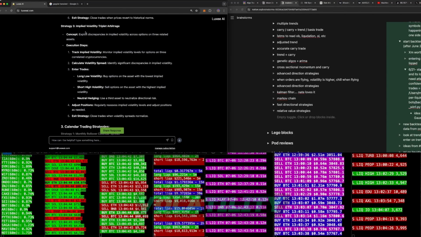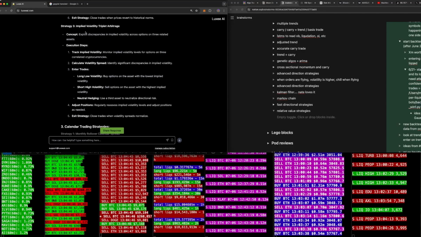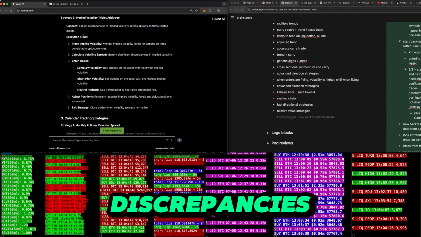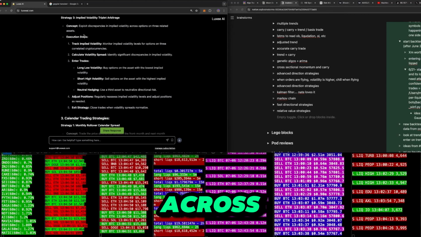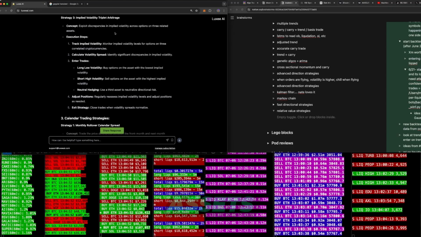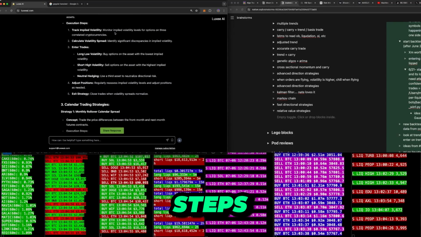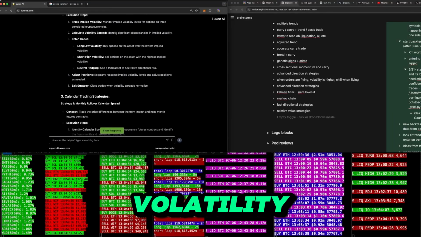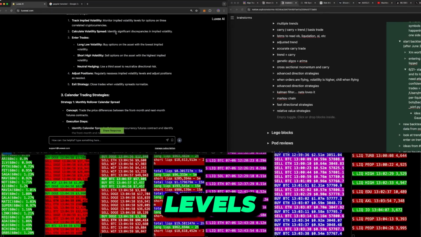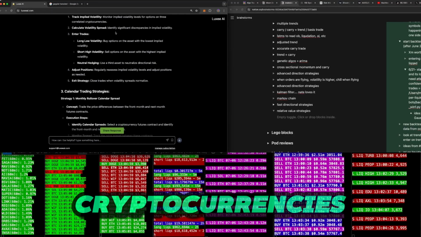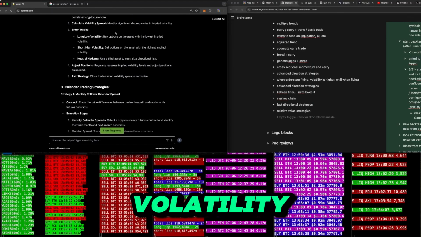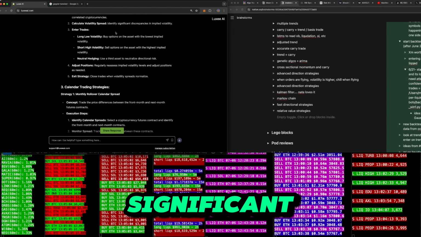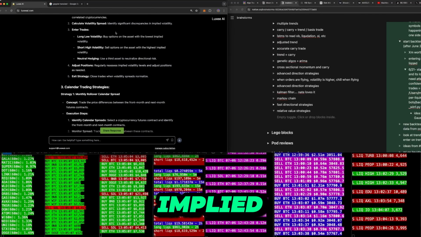Strategy 3 is the implied volatility triplet arbitrage. Exploit discrepancies in implied volatility across options on 3 related assets. Execution steps. Track implied volatility. Monitor implied volatility levels for options on 3 correlated cryptocurrencies. Calculate volatility spread. Identify significant discrepancies in implied volatility.